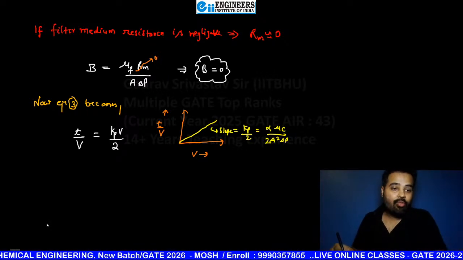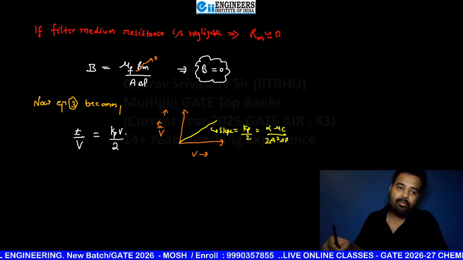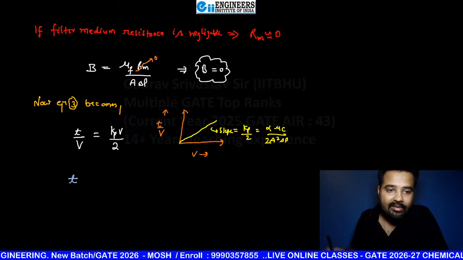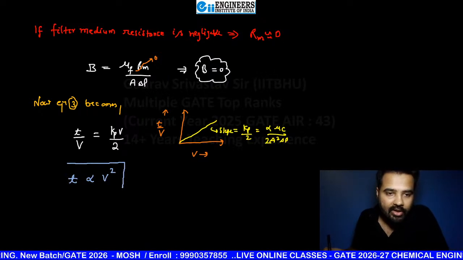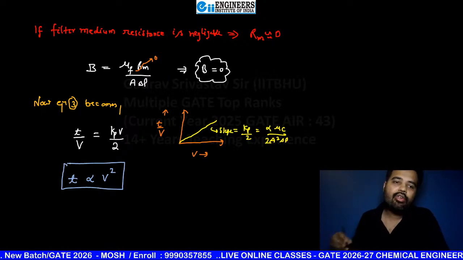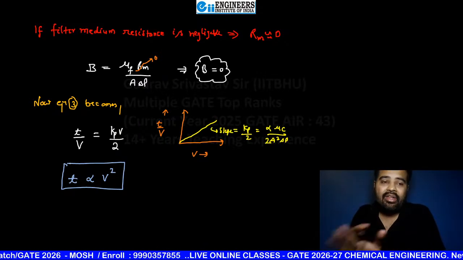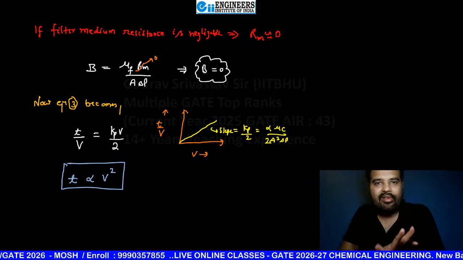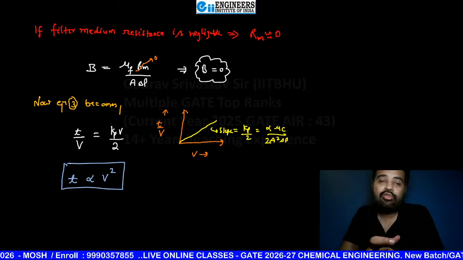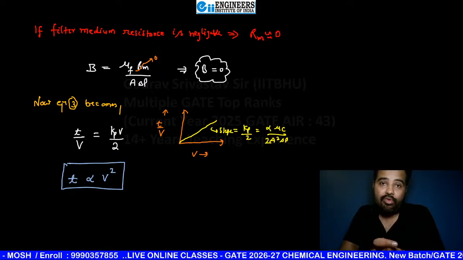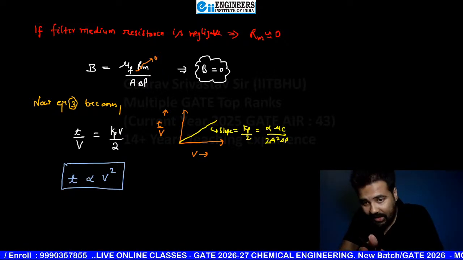And a few more questions they can ask from this topic, because one more beautiful problem you can make here. Clearly you can see, in this case t is proportional to v square. Please be careful, you are dealing with everything till now for constant pressure filtration only. Delta p is constant. If it is not constant, the slope is also going to vary. The slope kp by 2 has delta p in it.